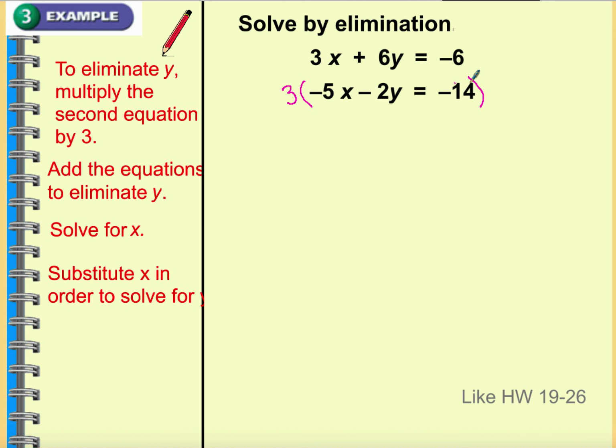If I multiply every single number in this whole second equation by 3, check out what's going to happen. My top equation, that's not getting changed at all. That's still going to be 3x plus 6y equals negative 6. But my bottom equation, this is going to change. So 3 times negative 5x is negative 15x. 3 times negative 2y is a negative 6y. And 3 times negative 14 is negative 42.